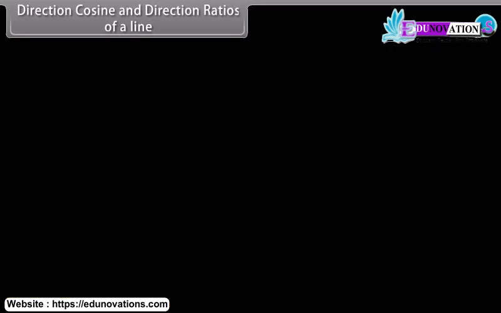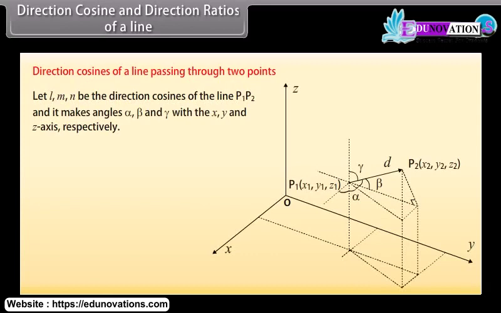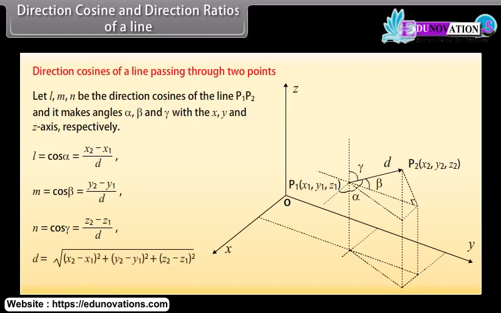Direction cosine and direction ratios of a line. Direction cosines of a line passing through two points. Let L, M, N be the direction cosines of the line P1P2, and it makes angles alpha, beta, and gamma with the x, y, and z axis respectively. The direction cosines are given as L equals cos alpha equals x2 minus x1 by d. M equals cos beta equals y2 minus y1 by d. N equals cos gamma equals z2 minus z1 by d. d equals square root of x2 minus x1 square plus y2 minus y1 square plus z2 minus z1 square.